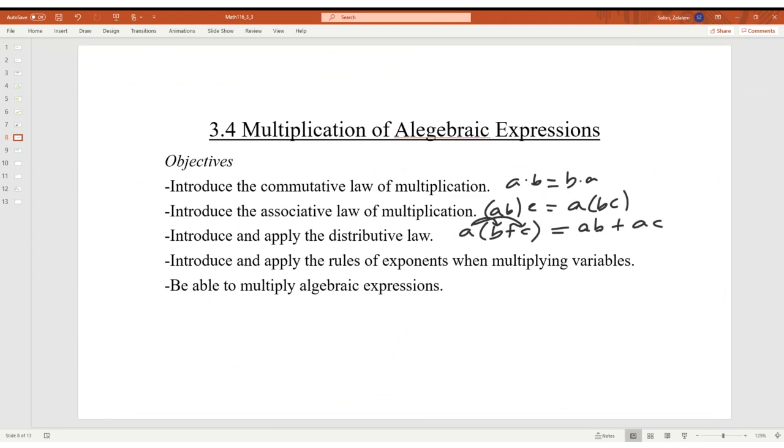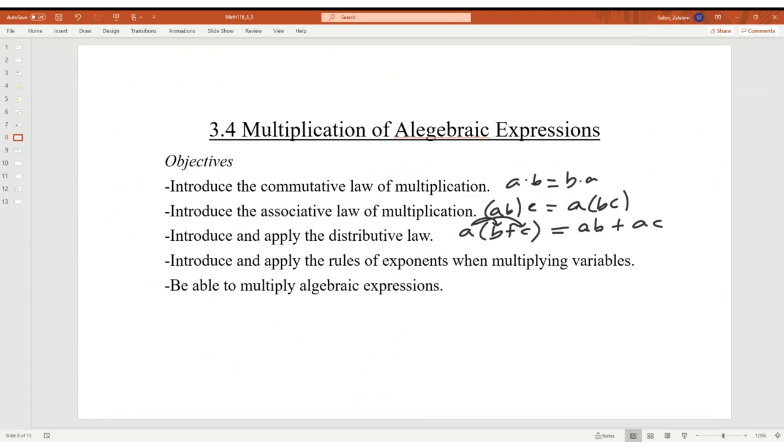Next, we'll see rules of exponents, and we are going to use them to simplify expressions. For this class, we are going to see only three rules. There are a lot of rules, so we're not going to go into detail on all of them. We see only three because they are important in multiplying polynomial expressions. Finally, our main objective is to multiply algebraic expressions. So the commutative law says A times B equals B times A. The associative law says which ones you group doesn't change the output. That's basically what you have to take from the associative law.